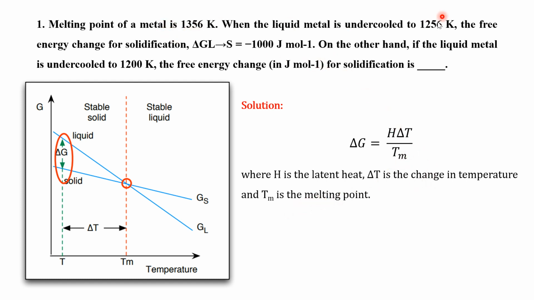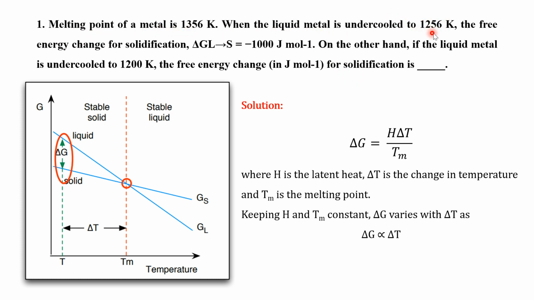Here we know that two temperatures are given and delta G is also given. Therefore, we will be keeping H and Tm constant. Then we can say that delta G is directly proportional to delta T. Melting point is a constant and latent heat is also a constant, right? Delta G values will vary and the degree of undercooling also varies. So how do we calculate the degree of undercooling? We have to subtract the given temperatures.